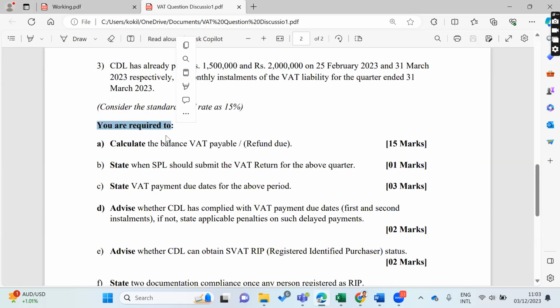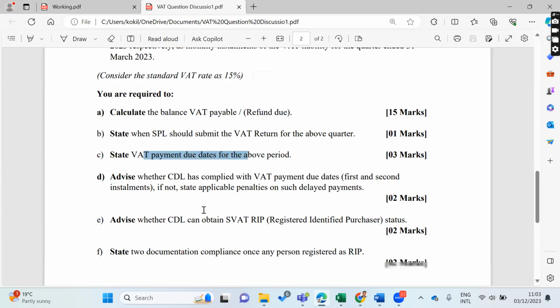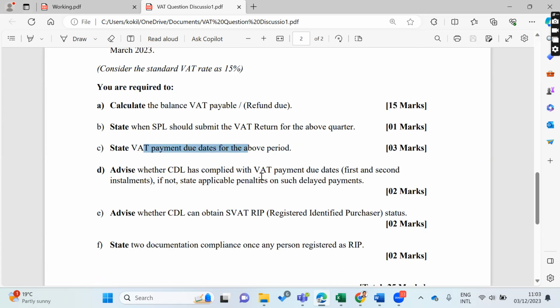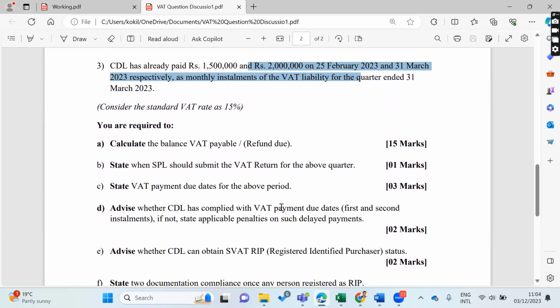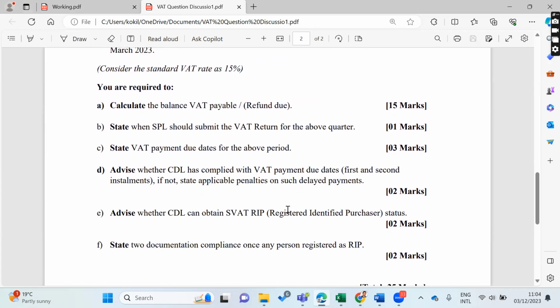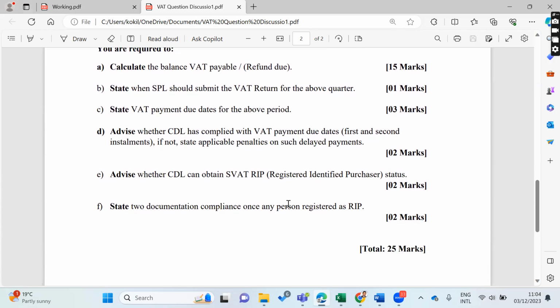The requirement is to calculate the balance VAT payable or refund due, 15 marks, and when they should submit the VAT return for the above quarter, and the VAT payment due dates. And advise whether CDL has complied with the VAT payment due dates. Maybe they have provided some due dates over here. You need to check whether they have complied with exactly the due date. If not, how much would be the penalty?